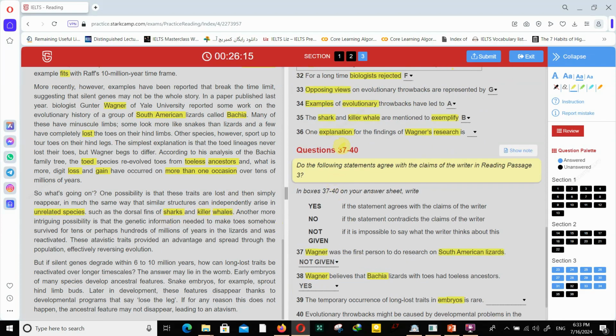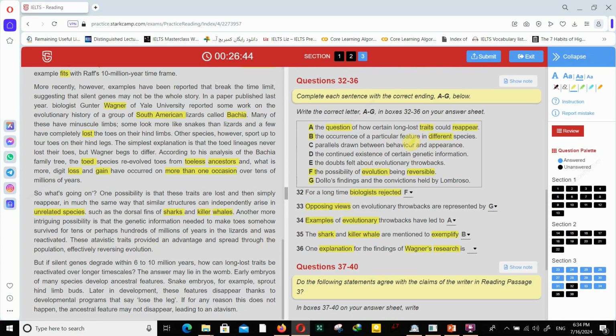So, another more intriguing possibility is that the genetic information needed to make toes somehow survived for tens or perhaps hundreds of millions of years in the lizards and was reactivated. So, these atavistic traits provided an advantage and spread through the population, effectively reversing evolution. One explanation for the findings of Wagner's research is parallels drawn between behavior and appearance, the continued existence of certain genetic information, the doubts felt about evolutionary drawbacks. No.